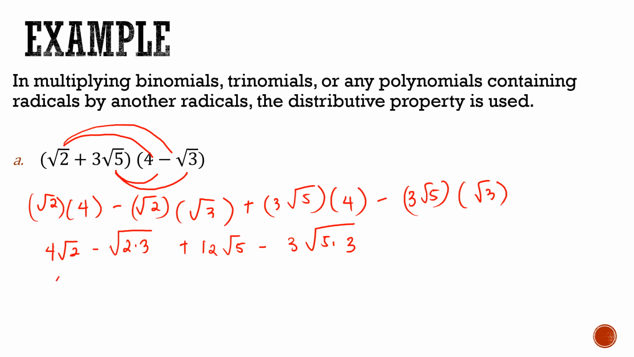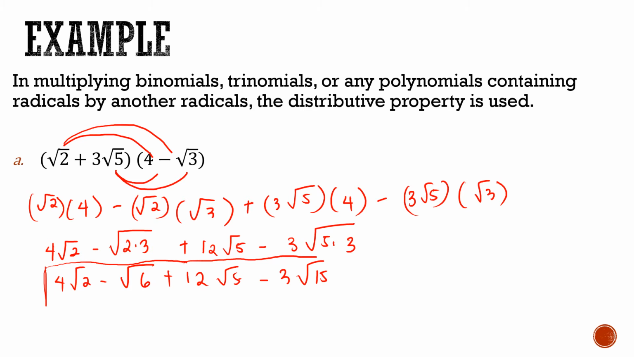So I'll just simply copy 4 square root of 2 minus square root of 6 plus 12 square root of 5 minus 3 square root of 15. As you observe, none of our radicals can still be simplified, and none of our radicals are actually similar. Therefore, our final answer is 4 square root of 2 minus square root of 6 plus 12 square root of 5 minus 3 square root of 15.